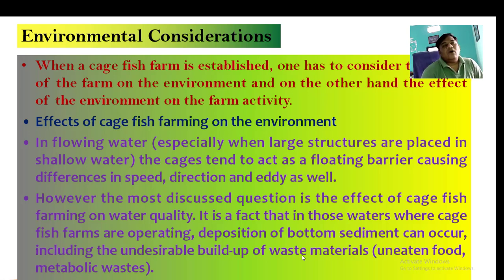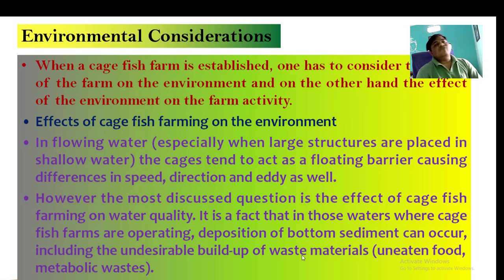Okay, now when a cage fish farm is established, one has to consider the effect of the farm on the environment, and on the other hand the effect of the environment on the farm activity. Just before cage culture starts, I discussed that when we select any new technology for human welfare, at that time we have to think about environmental considerations also. Whatever activity we perform, there should be no harm to the environment. So you have to remember that.